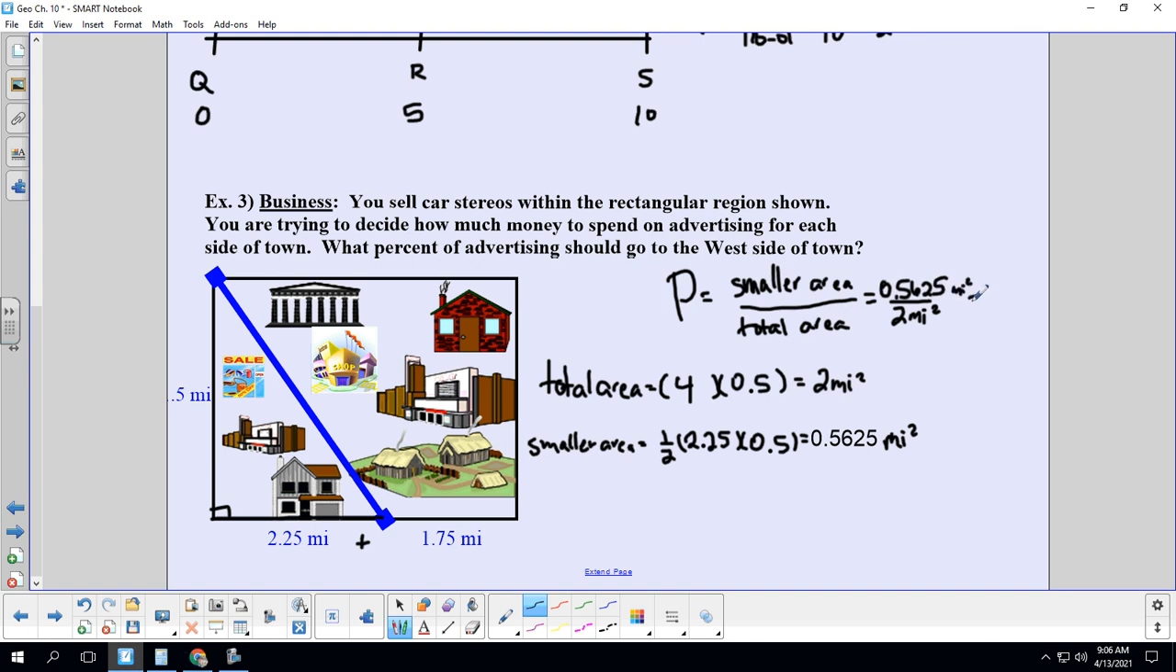Okay, and let's find the percentage. Nope. Sorry, I times by 2 instead of 100. 28.125%. Should go on this west side of town. 28.25%.